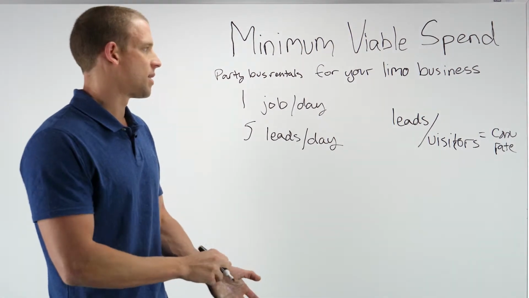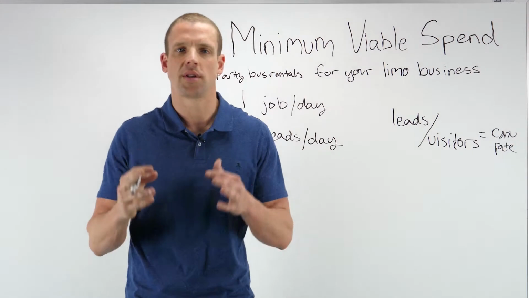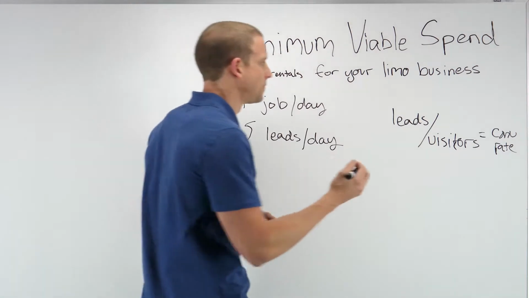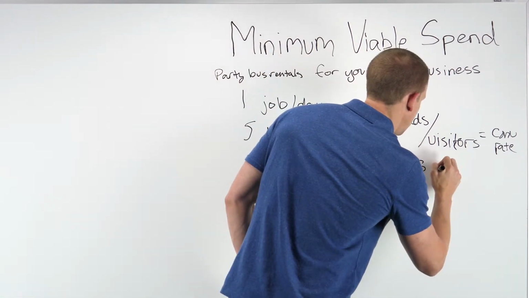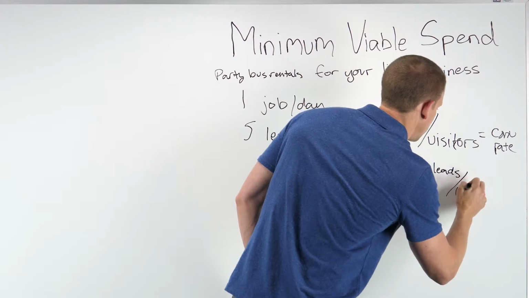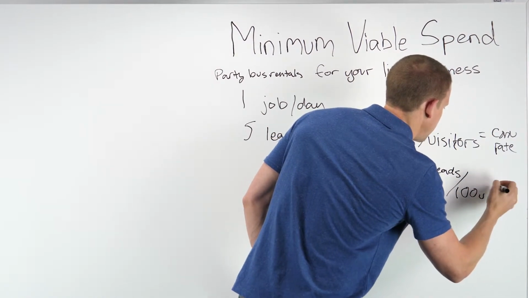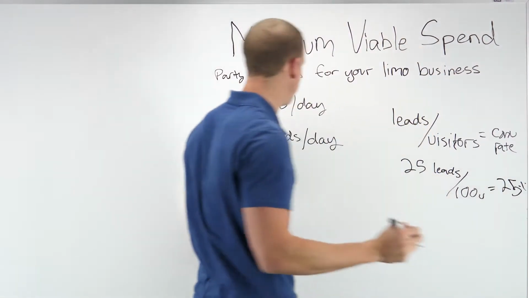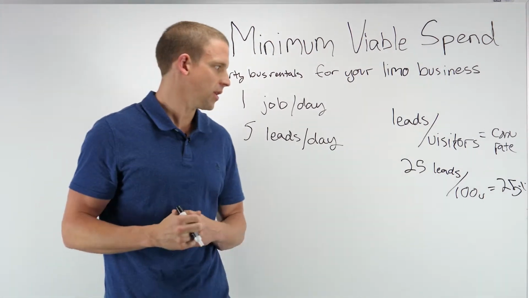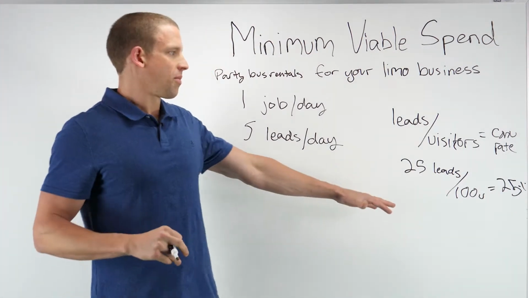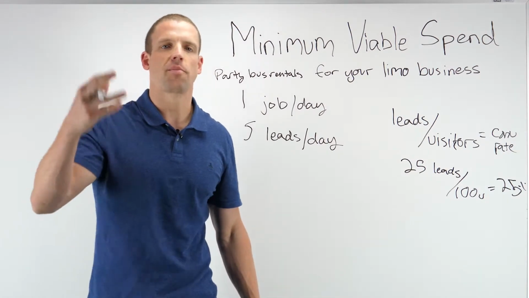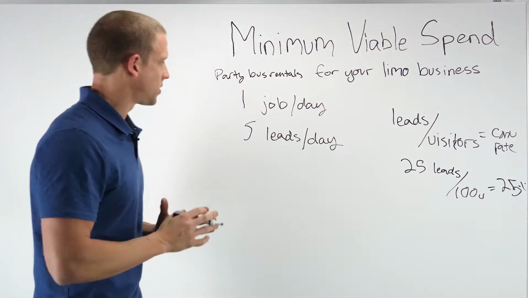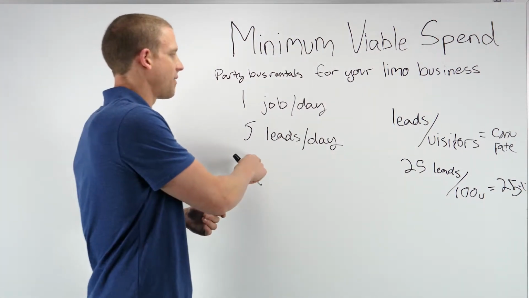So let's make these numbers really easy. Let's say you've got a really good website. It's built to convert, which is very important. And let's say you get 25 leads for every 100 visitors. I'll just say V equals 25% conversion rate. Okay, so we've got a 25% conversion rate, meaning every 4 people that visit our site, one of them becomes a lead.